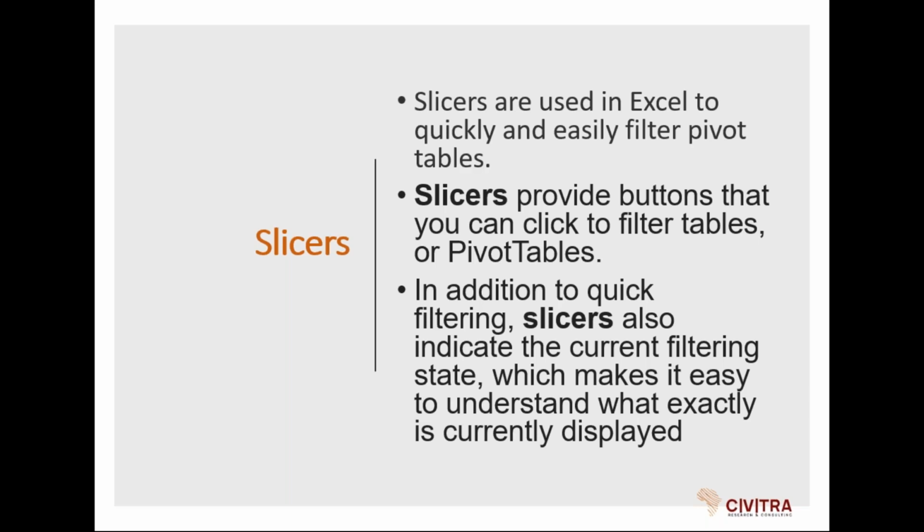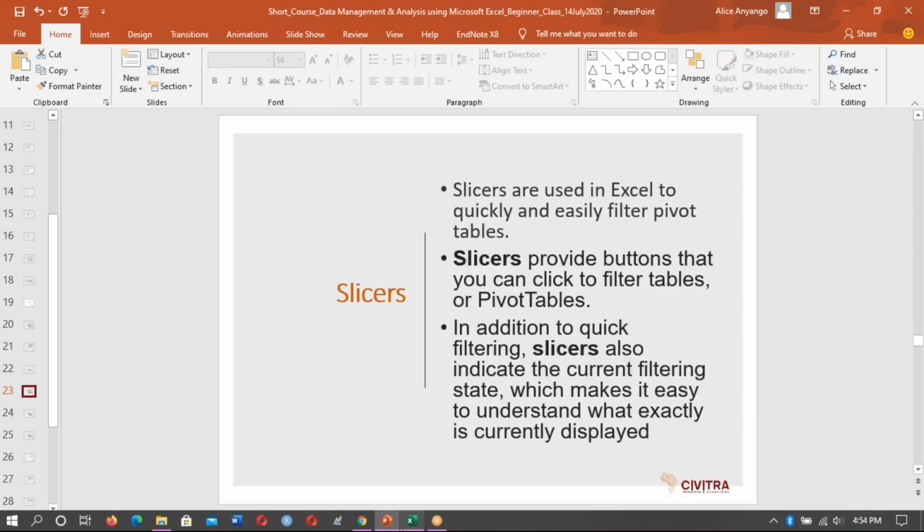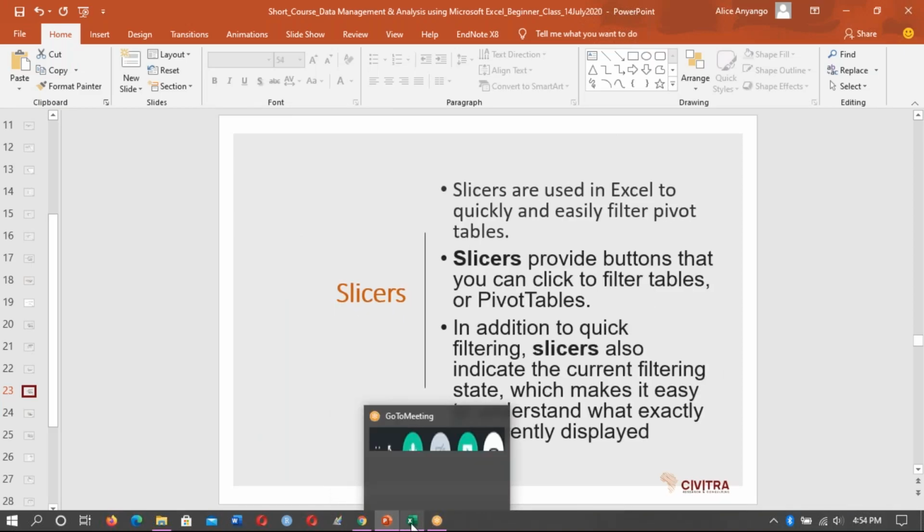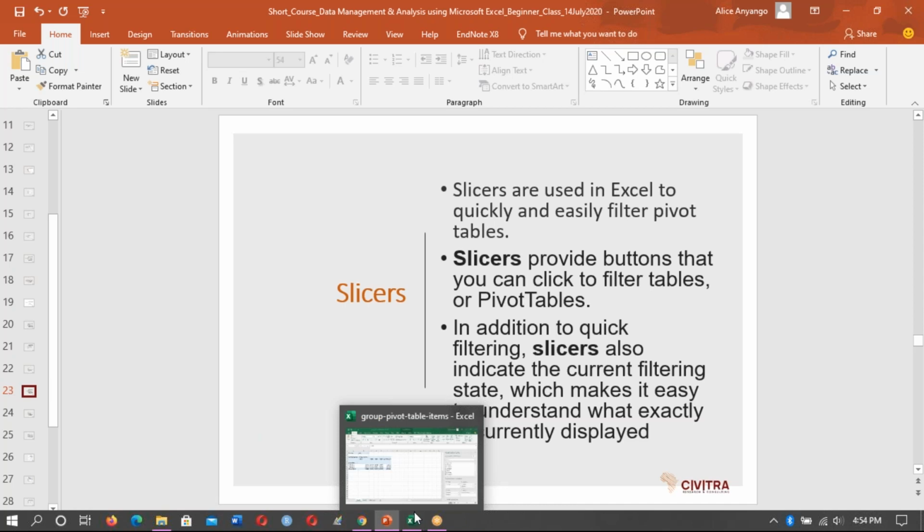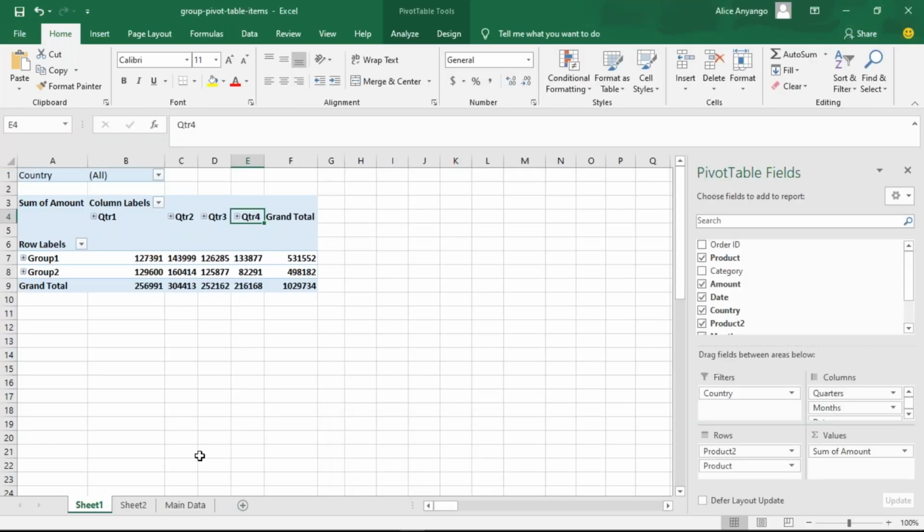For example, if you give certain data to somebody who is not able to understand how a pivot chart or a pivot table works, when you put slicers, they are able to quickly read and interpret a certain data set or the outcomes. So let's see how we can work with slicers.